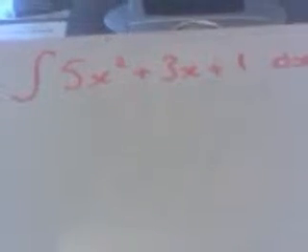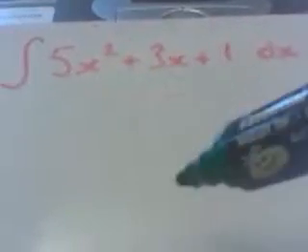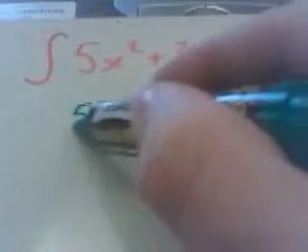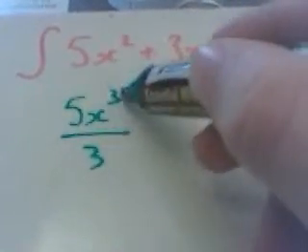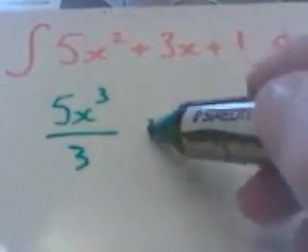Okay, now we're integrating some more complicated functions. All we have to do is do these one part at a time. So integrating 5x squared will be 5x cubed over 3: raise the power by 1, and then divide by the new power.